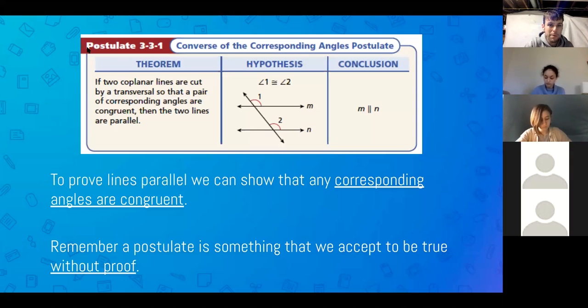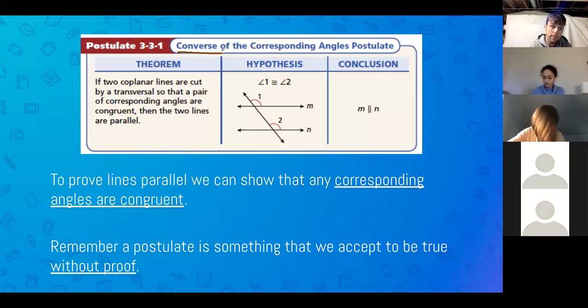So hopefully we remember that converse means we take a conditional statement and we switch the hypothesis and the conclusion. We switch the direction that conditional statement is read. So the corresponding angles postulate states if we have parallel lines, then we have corresponding angles that are congruent. We're going to switch that. If the corresponding angles are congruent, then the lines are parallel. That's how we're going to show that two lines are parallel.